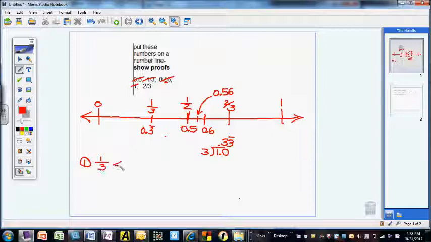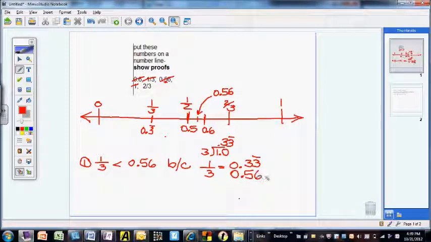1/3 is less than 56/100, because 1/3 equals 0 and 33/100 repeating. And then I can write 56/100 below it. And since they're both in the hundredths place, I have them both to the hundredth spot, I can see that 33/100 is less than 56/100. So I've now proved 1/3 to 56/100.